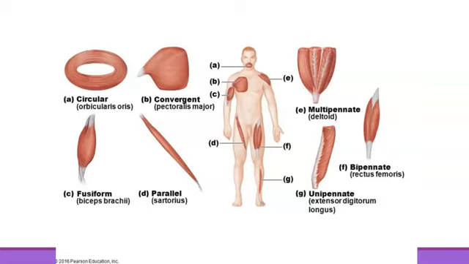Now again, the power of the muscle depends on the total number of fibers. So the stocky bipennate and multipennate muscles contain the most fibers. They shorten very little but tend to be most powerful.